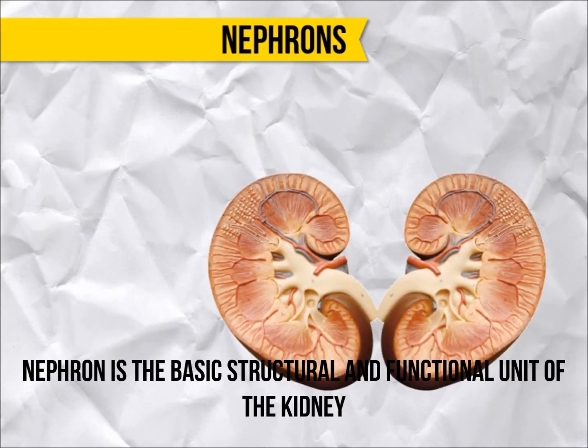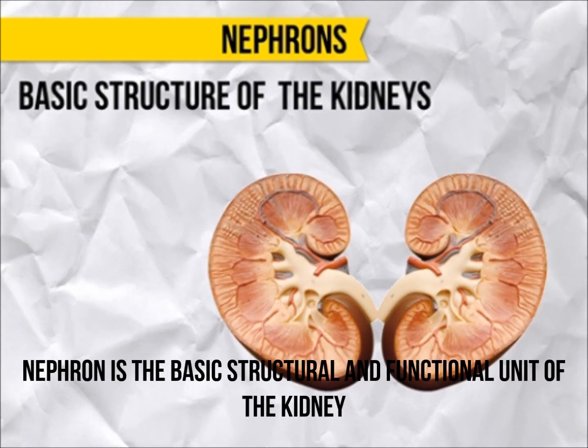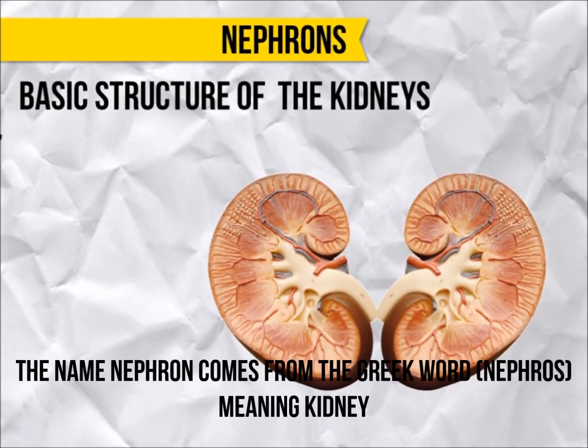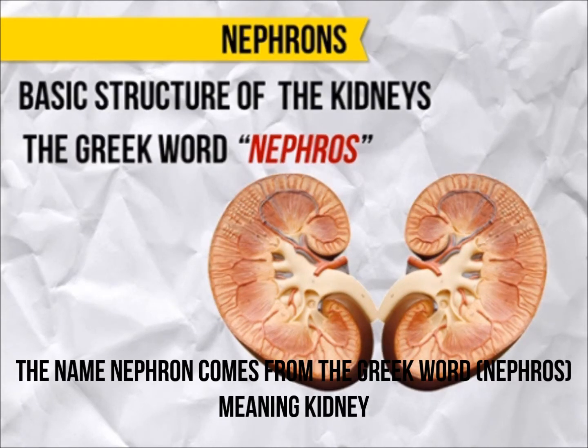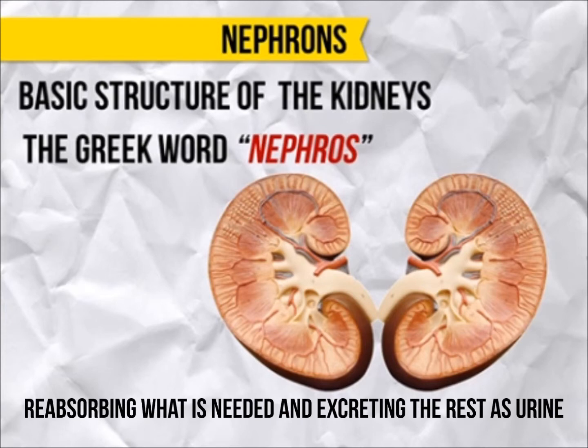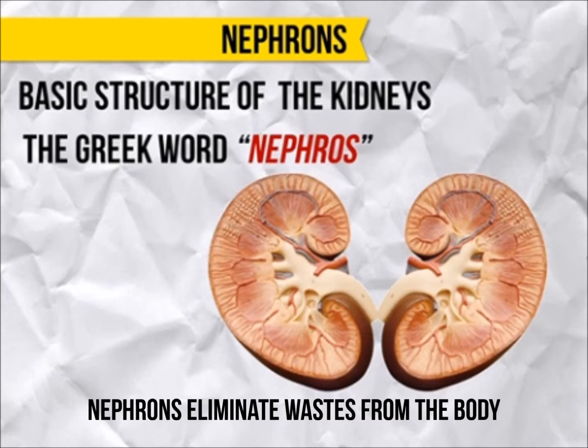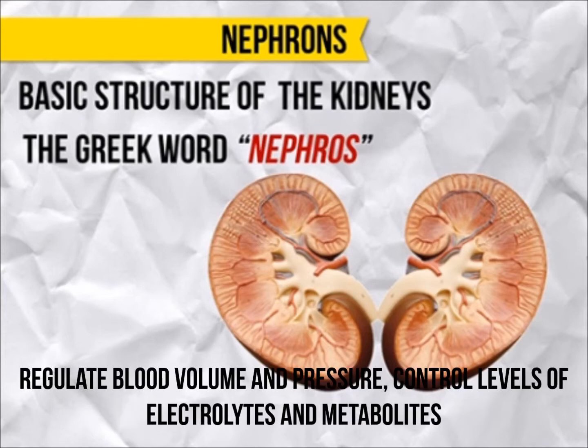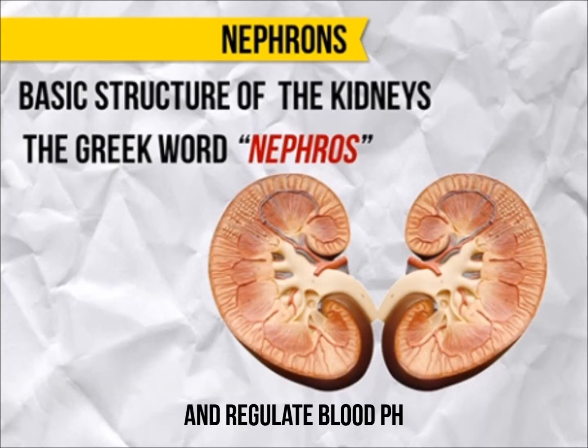Nephrons. A nephron is the basic structural and functional unit of the kidney. The name nephron comes from the Greek word nephros, meaning kidney. Its chief function is to regulate water and soluble substances by filtering the blood, reabsorbing what is needed, and excreting the rest as urine. Nephrons eliminate wastes from the body, regulate blood volume and pressure, control levels of electrolytes and metabolites, and regulate blood pH.